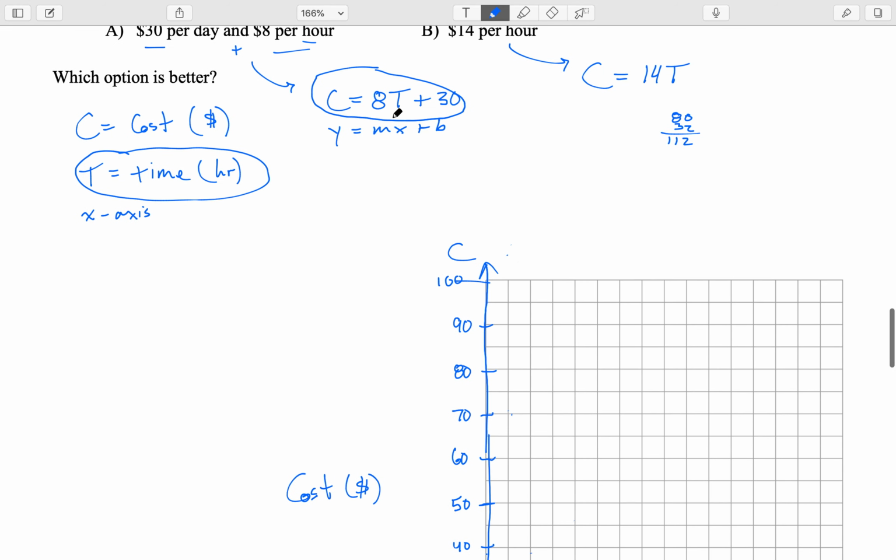So let's say, I don't know, if I plug in 1 hour, 2 hours, 3 hours, right? This is kind of like function notation. What if I did 5 hours? Why 5? Because 8 times 5 is 40.